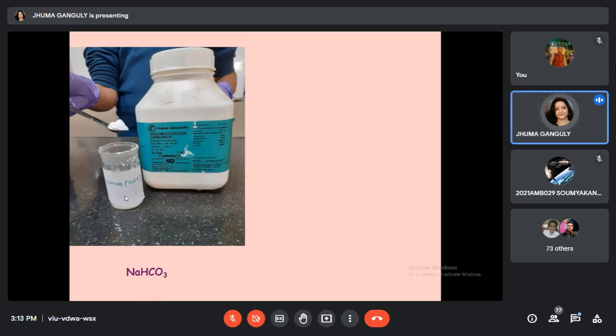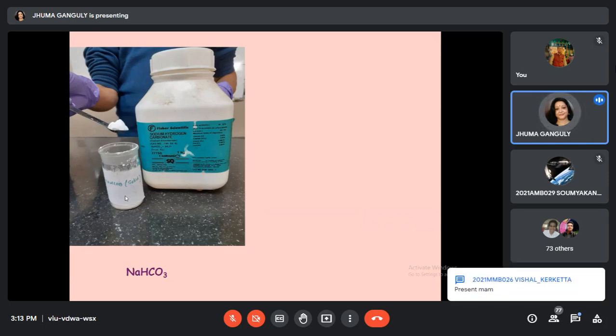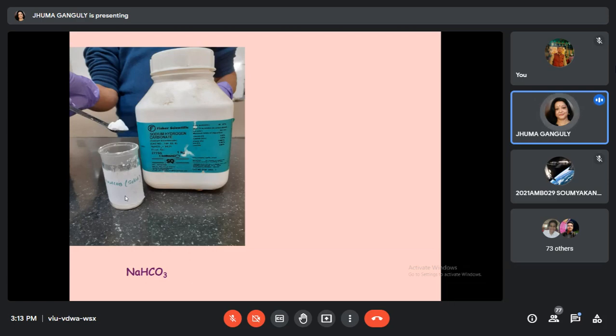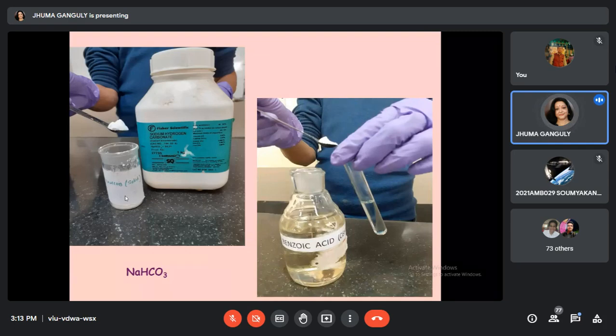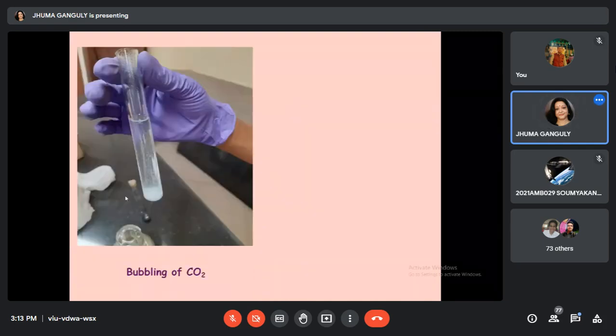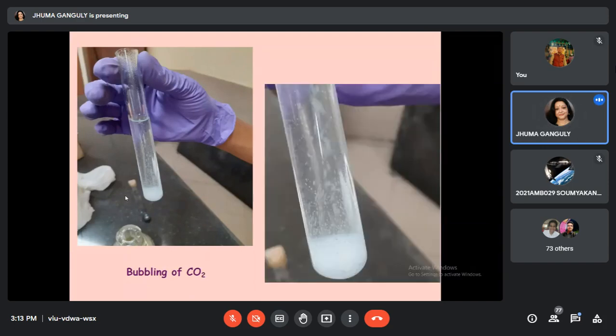So in that case, you can directly put the solid sodium bicarbonate into the benzoic acid aqueous solution, or you can prepare an ethanolic solution. Whatever you use, you can use the solid bicarbonate powder. You slowly put this in and effervescence slowly comes. So you can see this much. Some bubbling is coming.